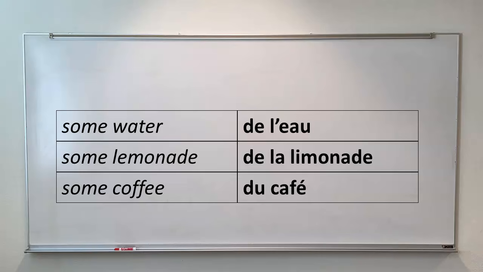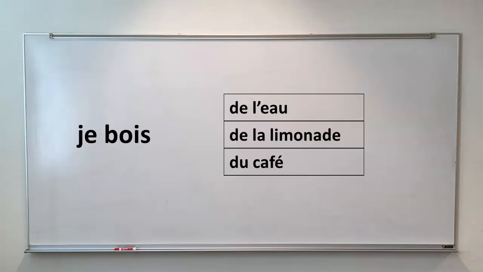So now we can put this together with the verb boire and make some complete sentences. If I want to say in French, I drink some water, or I drink water, remember we can omit the some in English. So in French, the partitive is always necessary. You can't omit it. So you have to say, je bois de l'eau. I drink some water, or I drink water.